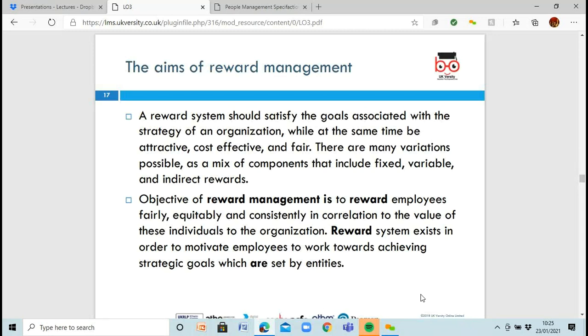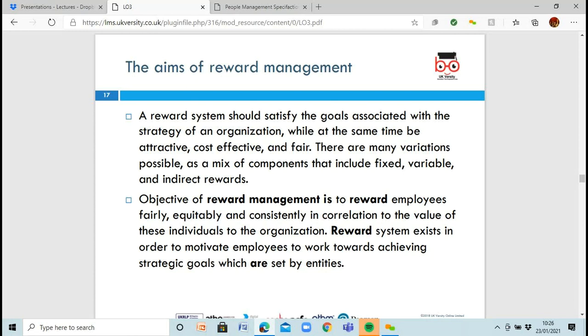So the aims of reward management. The reward system should actually satisfy the goals associated with the strategy of an organization. So they should be attractive and cost-effective and fair. There's lots of variations, but you can have components that maybe are fixed, variable, or indirect awards.